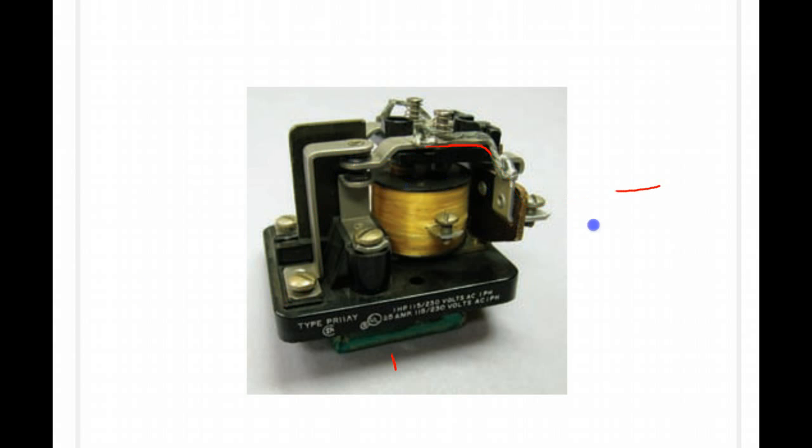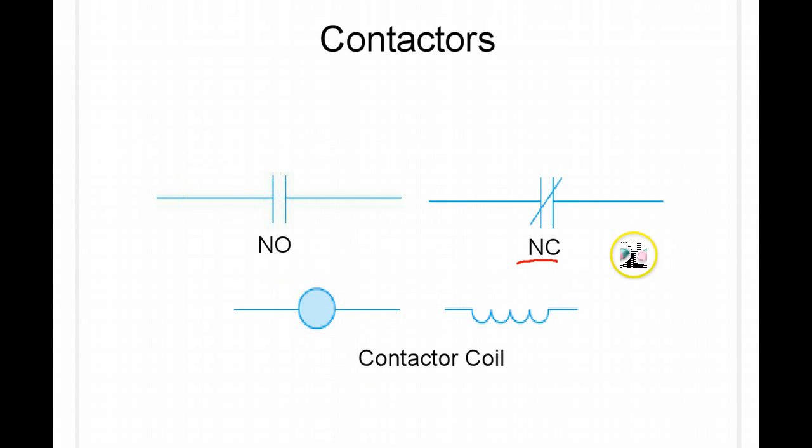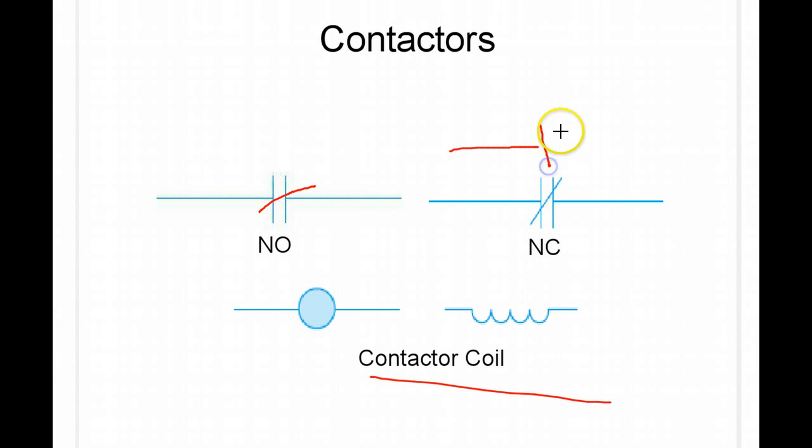So remember, we talked about the contactor and the contacts being normally open and normally closed, but when we apply power to the contactor coil, the normally open contact closes and the normally closed contact now goes into the open position. So let's see how that works.